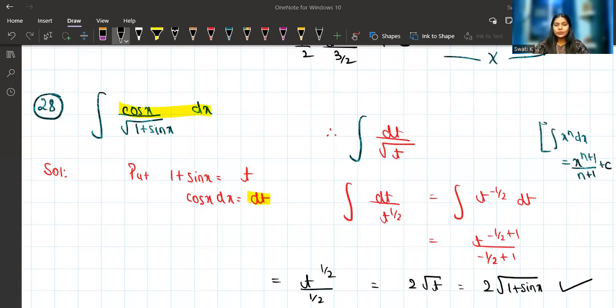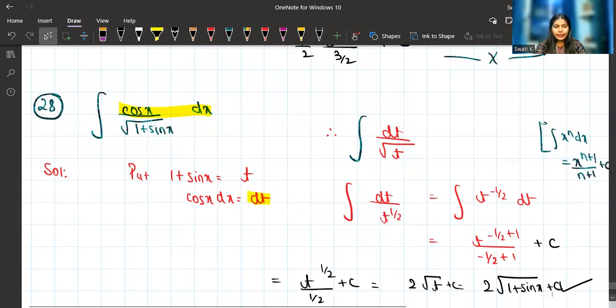Let's go to the 29th question. Okay, don't forget to put the constant of integration. So it's plus c, and then it's plus c. Okay. All right, so let's go to the 29th question.